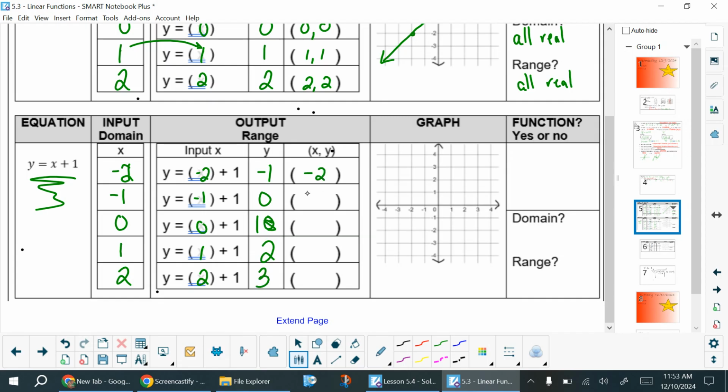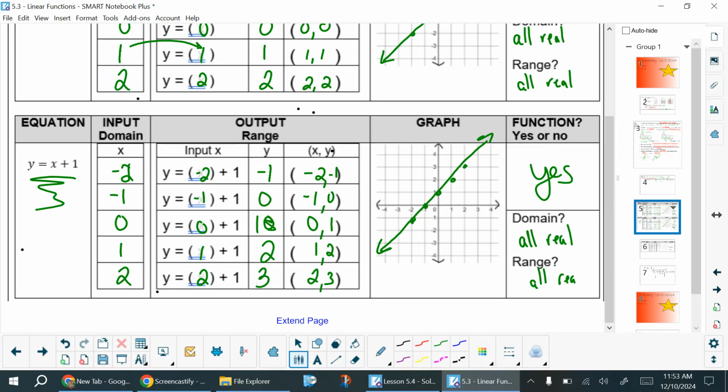And so that'll give me all of my points. I'll go ahead and plot those points. -2, -1, -1, 0, 0, 1, 1, 2, and 2, 3. And when I plot those points, you'll see they are all in a straight line again. It is a function, passes the vertical line test, and since it goes forever to the left and to the right and up and down, I've got all reals again for both of those.